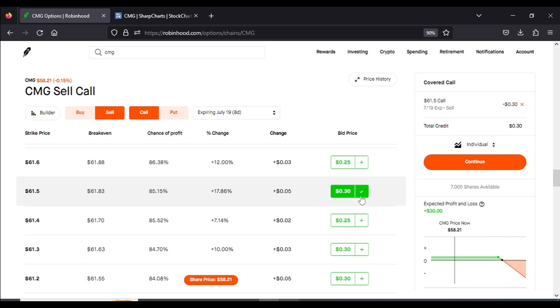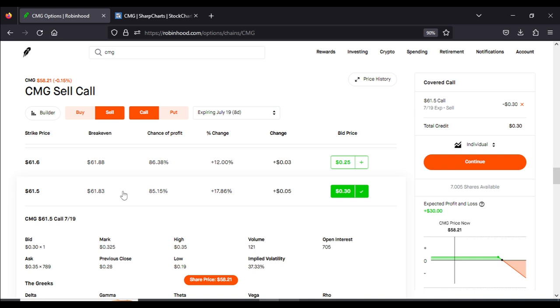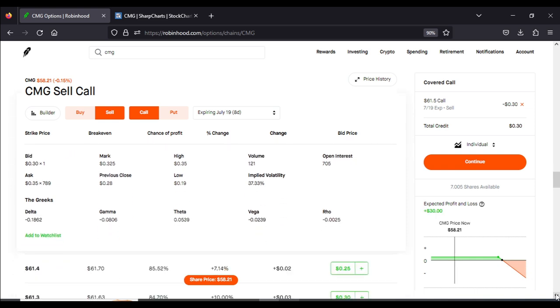Now, why did I choose the $61.50 strike price as opposed to the other strike prices? Well, remember, we did choose the buy call with a delta of 0.86. So the rule of thumb now is to choose, while selling your calls, a delta of either 0.14 or below, or something similar. So in this case, my delta is going to be 0.18.